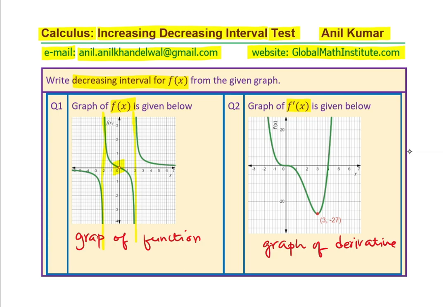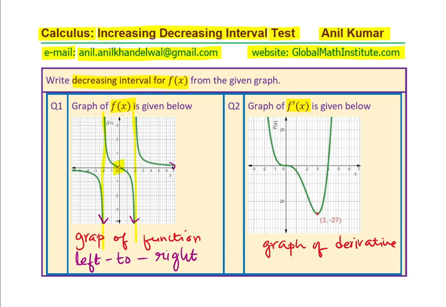Then write the decreasing interval. As such, the function is decreasing all throughout its domain. Do you see that? It is decreasing all throughout. Note one thing, that all graphs should be read from left to right. Is that clear?